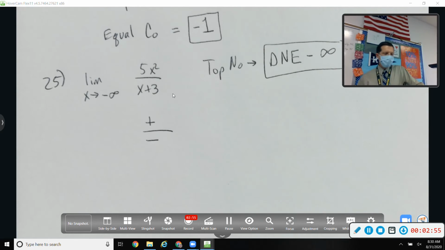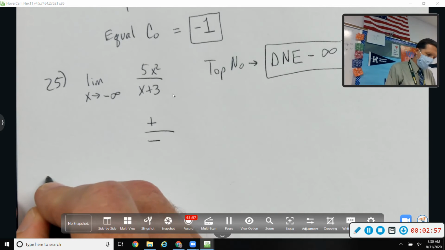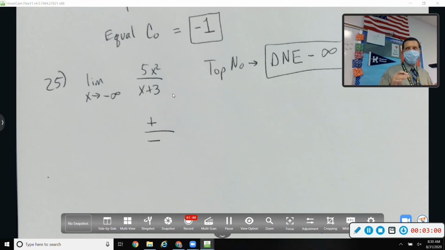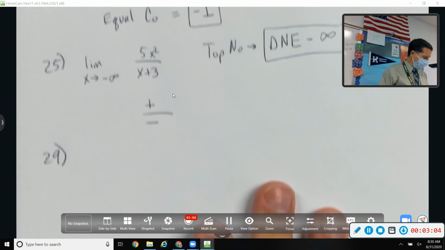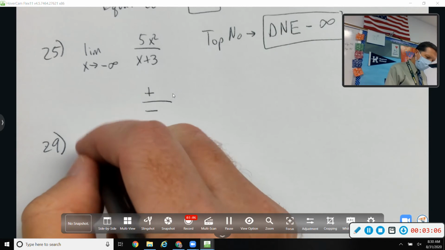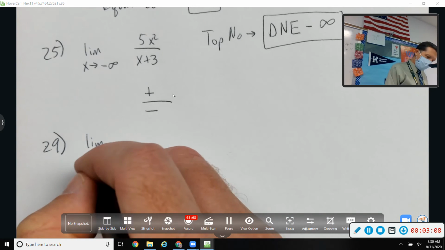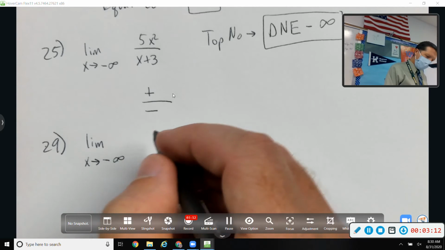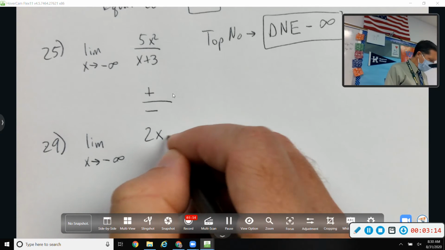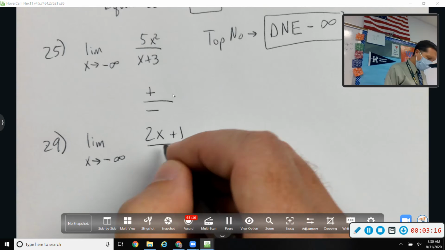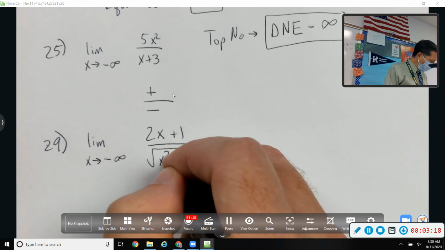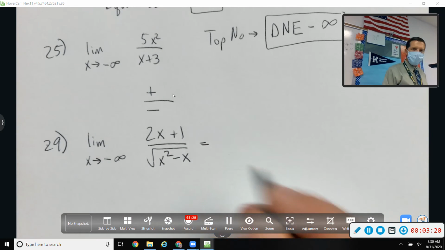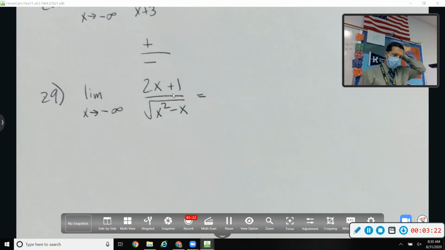29. Now, going kind of quick through these. Again, if we're doing one and you're not sure, say so. Stop me. Limit as x approaches negative infinity. So again, with the negative infinity, 2x plus 1 over square root of x squared minus x. This is almost the same thing as 27 was.